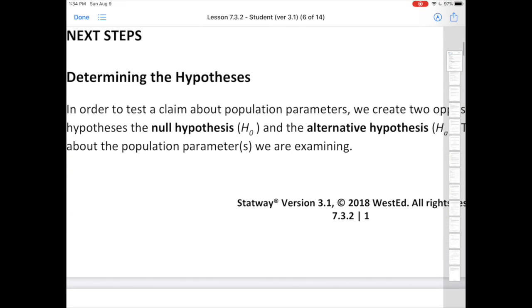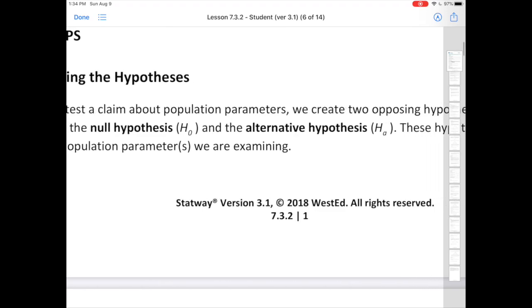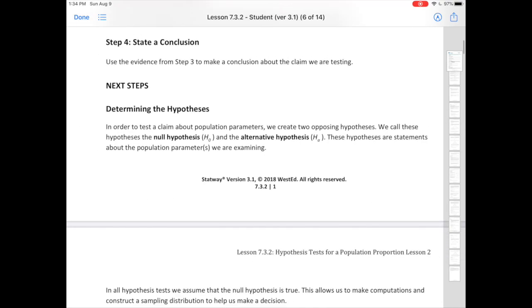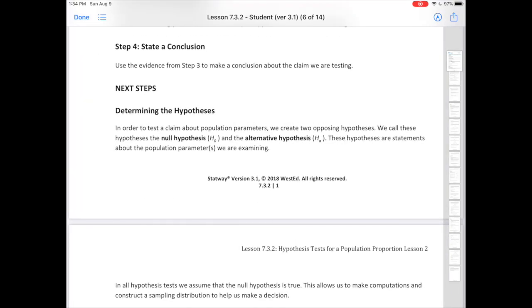The null hypothesis is always going to be an H with a little 0. H naught is how you say this, or you can call it H sub 0. The alternative hypothesis is an H sub A, so an H with a little a down there. These hypotheses are statements about the population parameter we are examining.